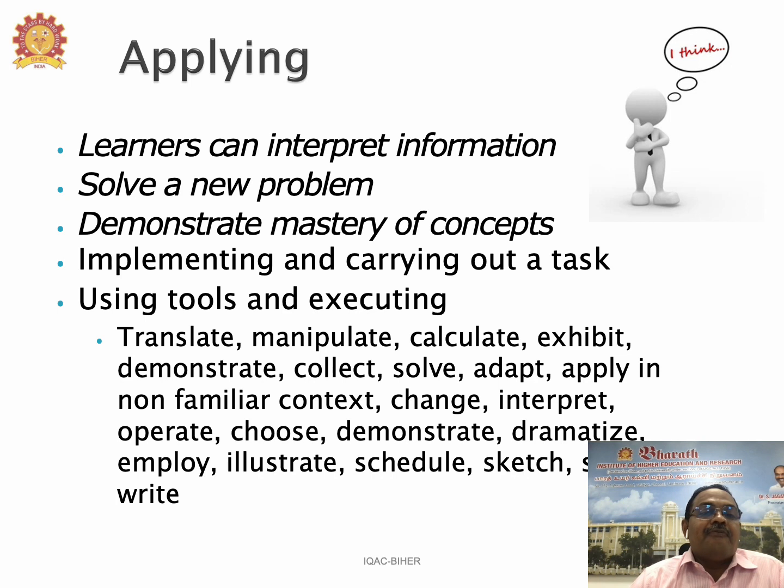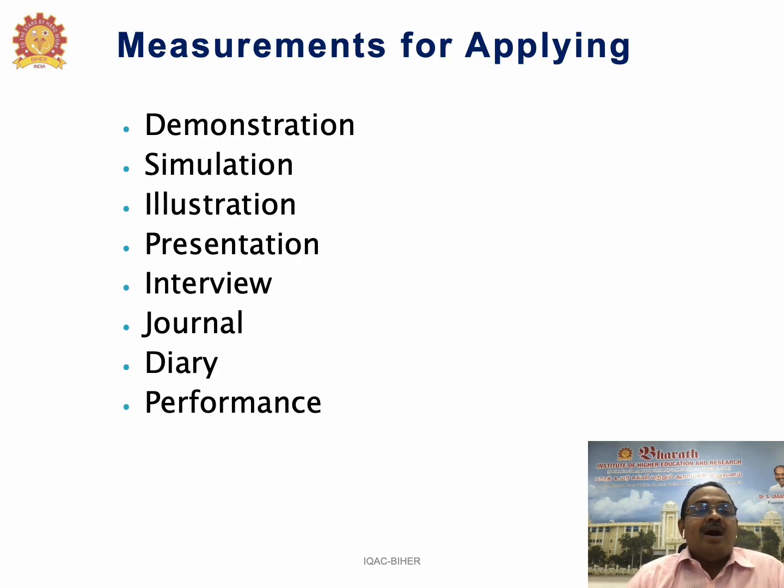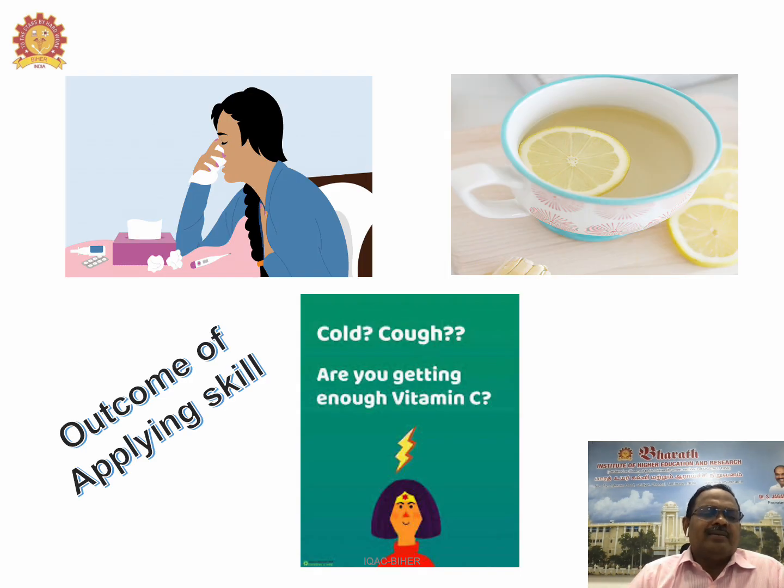So such a type of level is nothing but the applying level. We have the measurements or assessments for the applying level: demonstration, simulation, illustration, presentation, interview, journal, diary, and performance. These are the measurement or assessment techniques for the applying level concept. So again, the outcome: once anybody is at the applying skills level, then this will happen.